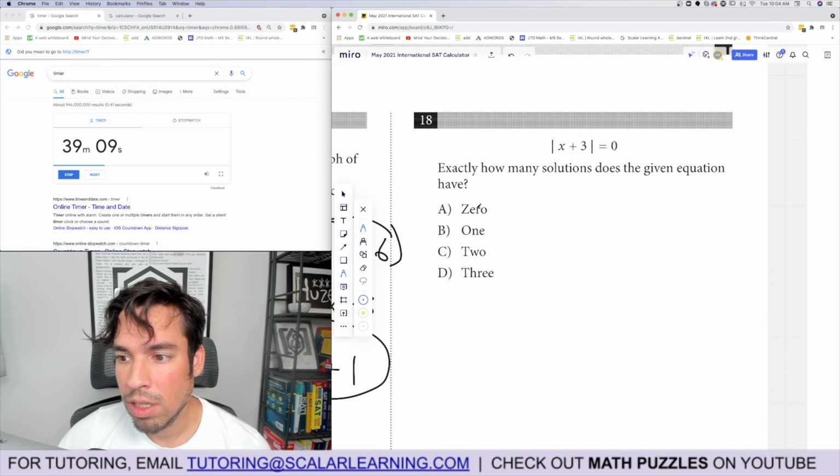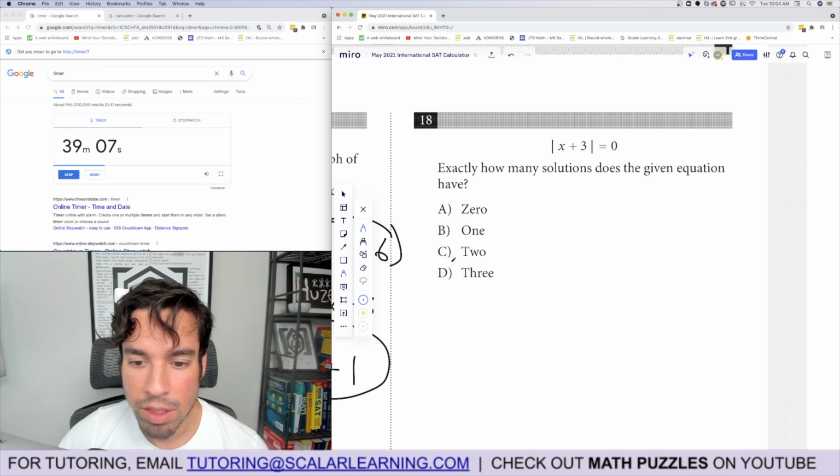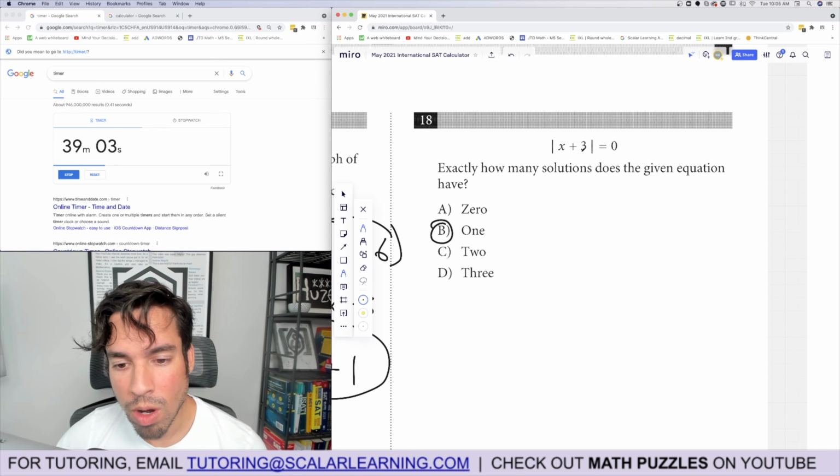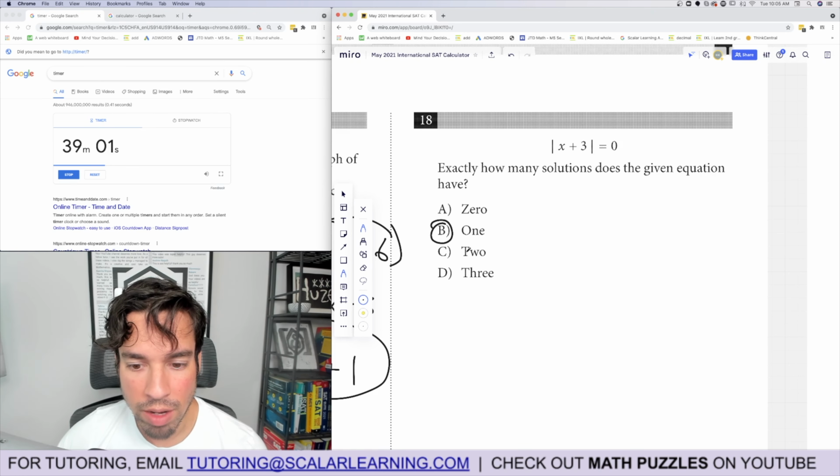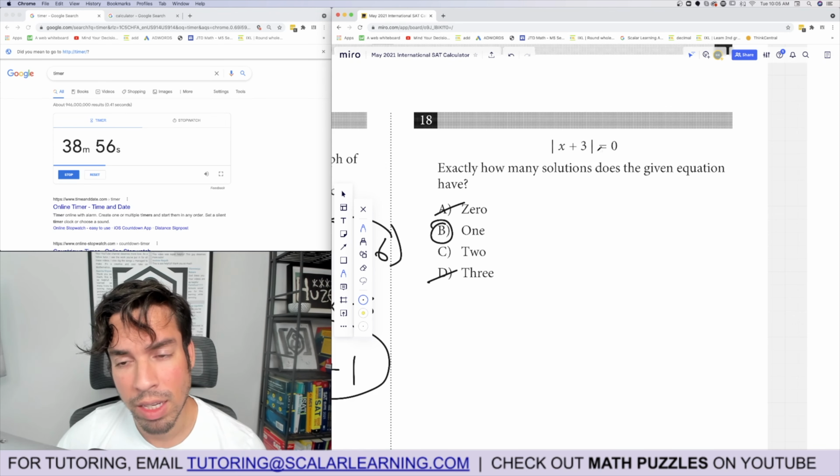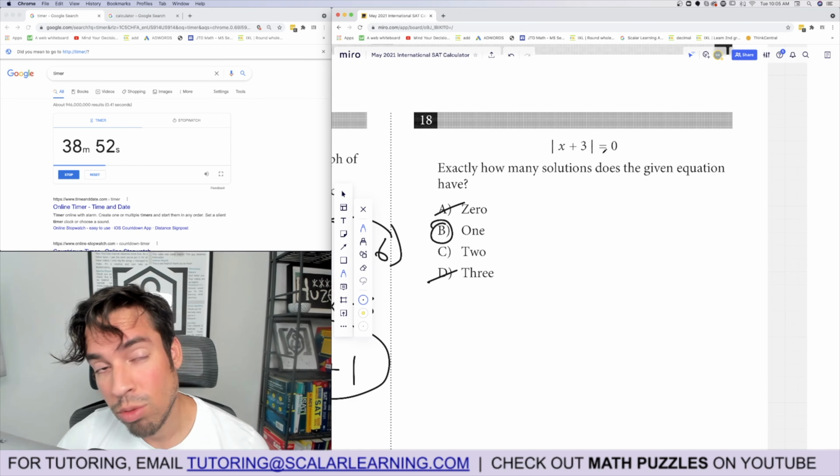Exactly how many solutions does the given equation have? It has only one. Now, the reason why is because normally absolute values will have 2. It's never going to have 3. Definitely not going to have 0, because I know -3 is a solution. But normally they'll have like 2 solutions, but when it equals 0, it's just 1.